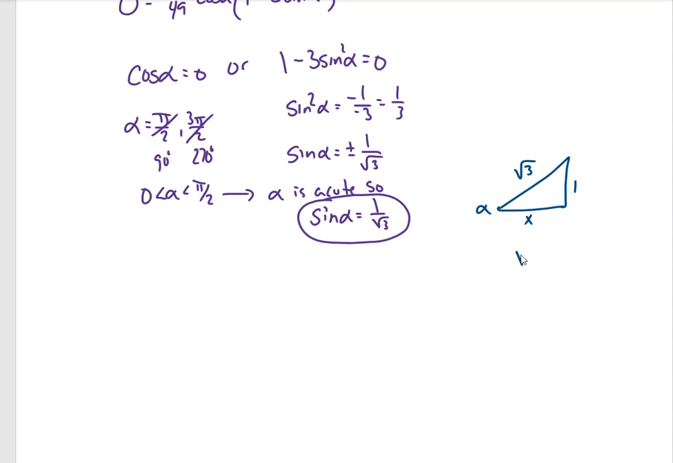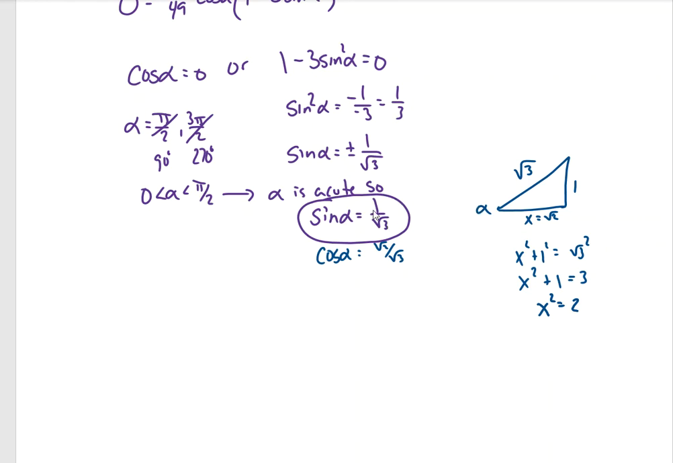And we happen to know x squared plus 1 squared is the square root of 3 squared. X squared plus 1 is 3. X squared is 2. So my x must be the square root of 2. And what this tells me is the cosine of alpha is the square root of 2 over the square root of 3. It tells me tangent of alpha also.